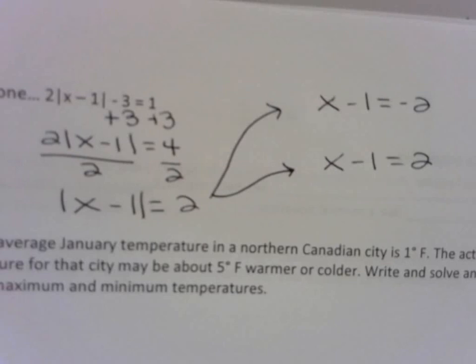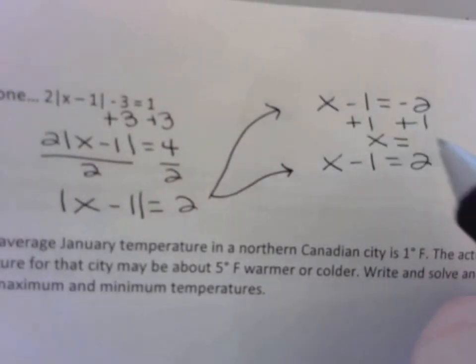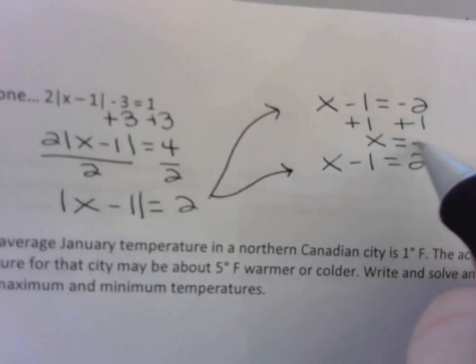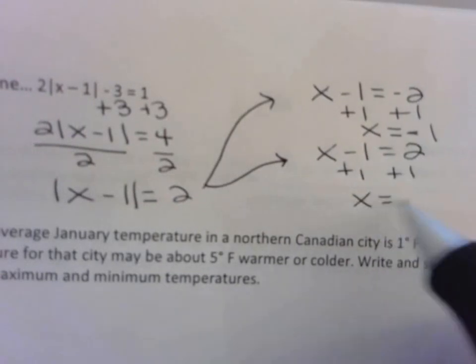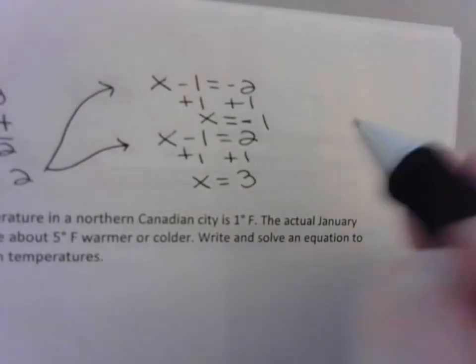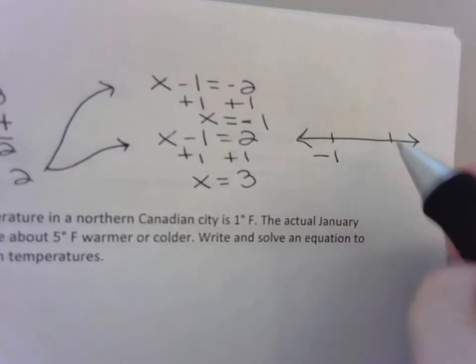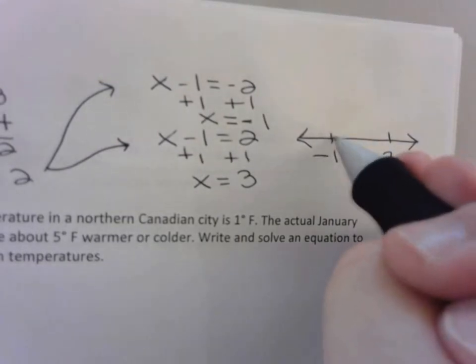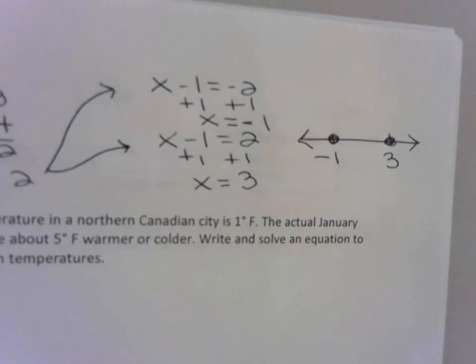Now you have two equations you know how to solve. Add 1. So x equals, what's negative 2 plus 1? Negative 1. Add 2, x equals 3. And it says to graph it on a number line, so just do a graph. It doesn't need to be anything spectacular. Put a mark at negative 1, put a mark at 3, and then just put dots. So my two solutions are negative 1 and 3. The only thing we're adding is splitting it up into two equations.